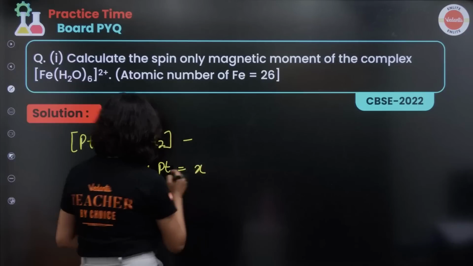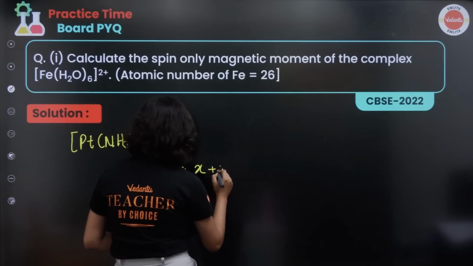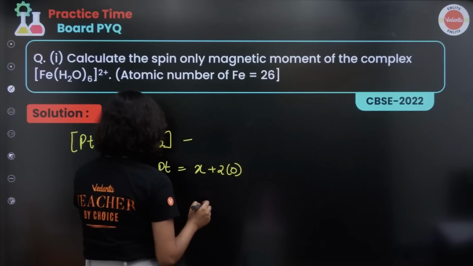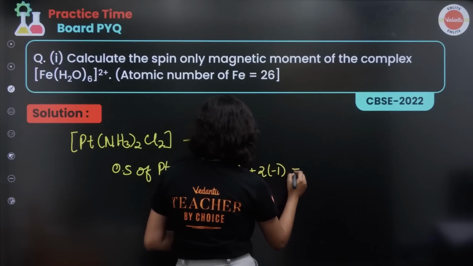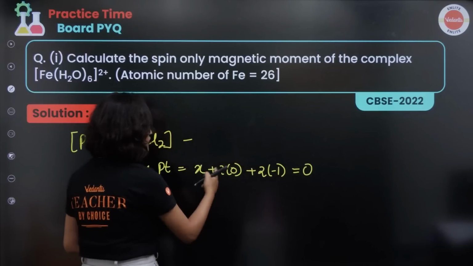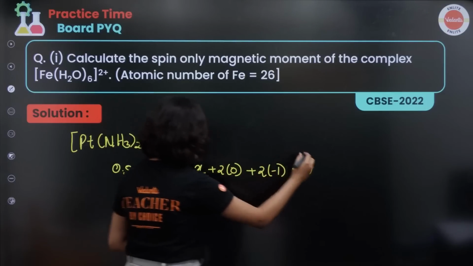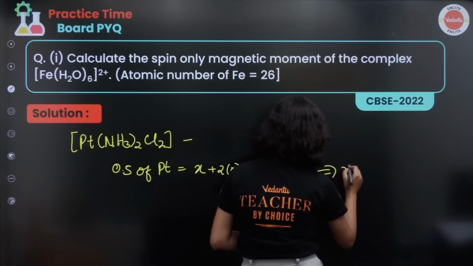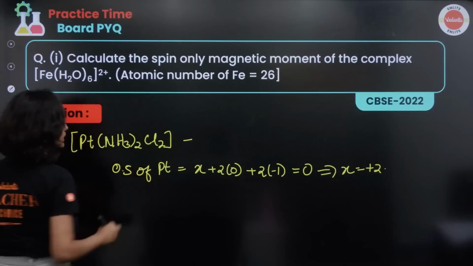We will write X. NH3 is a neutral ligand, no charge. So that means plus 2 into 0. Yes, plus 2 into minus 1. Overall charge is not given, so let's write it as equal to 0. That means 2 zeros are 0. This is 2 minus 2, this will go that side, which means that X is equal to plus 2. Okay. Now let's write the name of it.